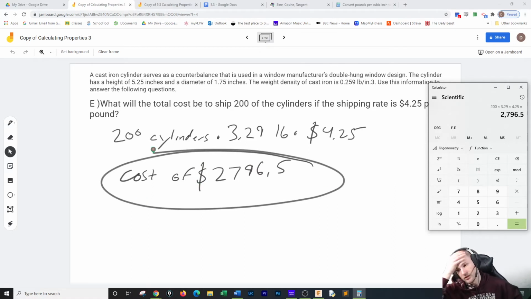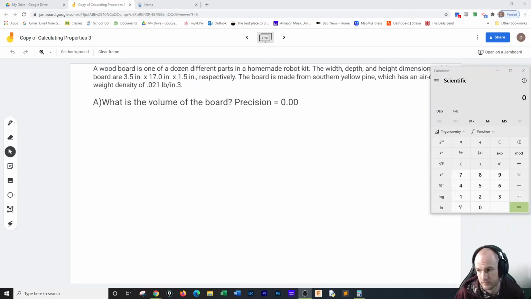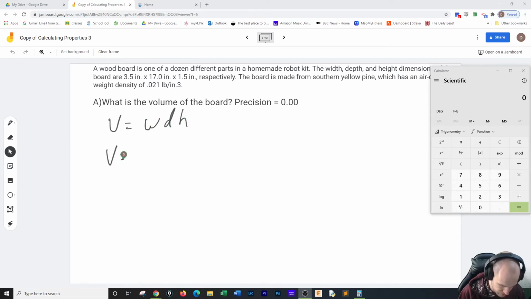All right, so that is all the calculations for the first one. All right, so let's move on to number 2 here. And the first question it's asking is about this wood board. What is the volume of the board? So a volume for a rectangular prism would be width times depth times height.